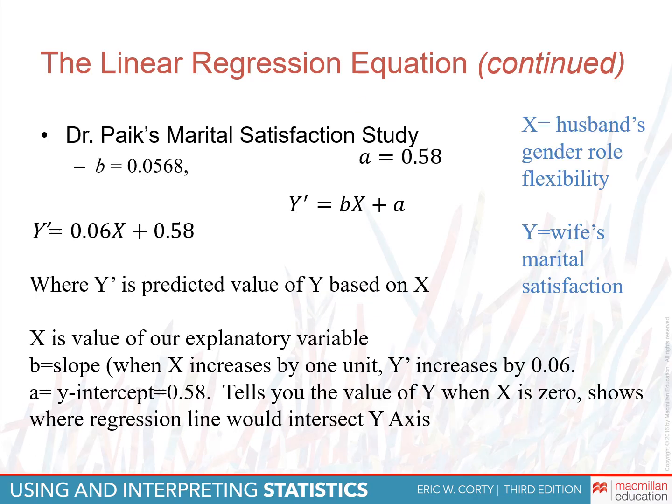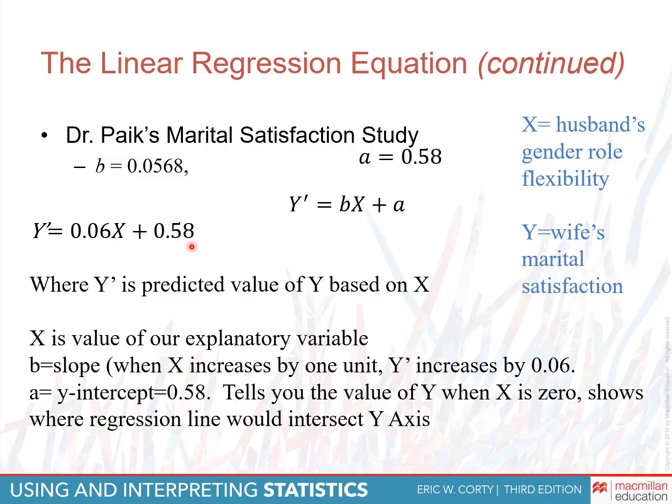Okay, so let's go back to our marital satisfaction study. And let's say I tell you that the value of b is this 0.0568, which will round up to 0.06. And then let's say that I tell you the value of a is 0.58. And we just said that the formula for our regression equation is y prime equals bx plus a. So by that logic, if we plug in a and b here, we get y prime is equal to 0.06x plus 0.58.